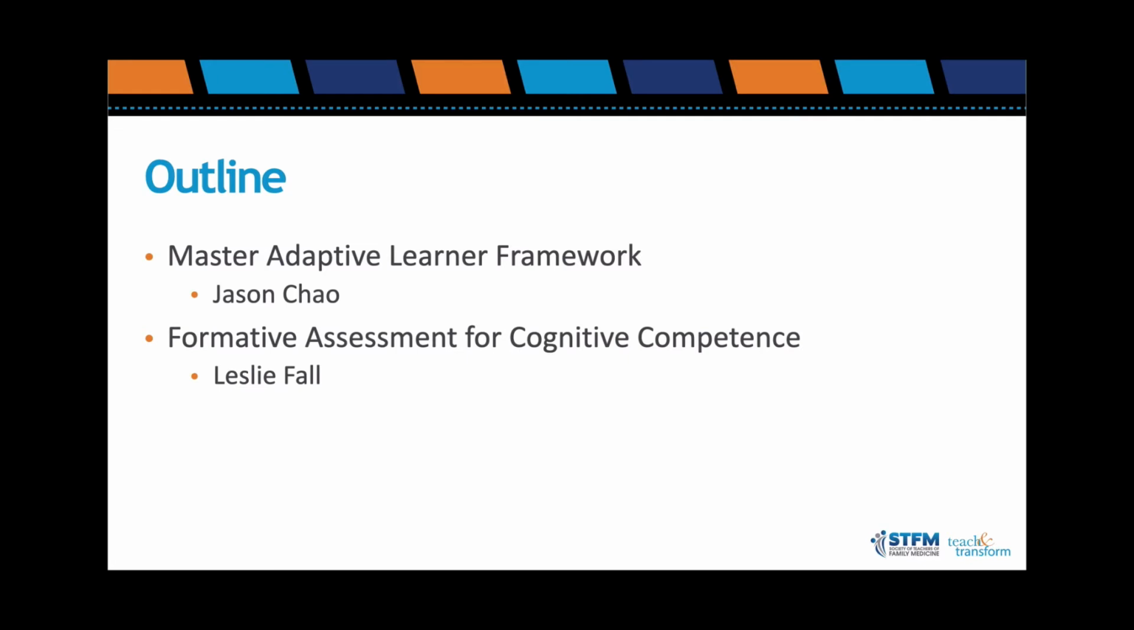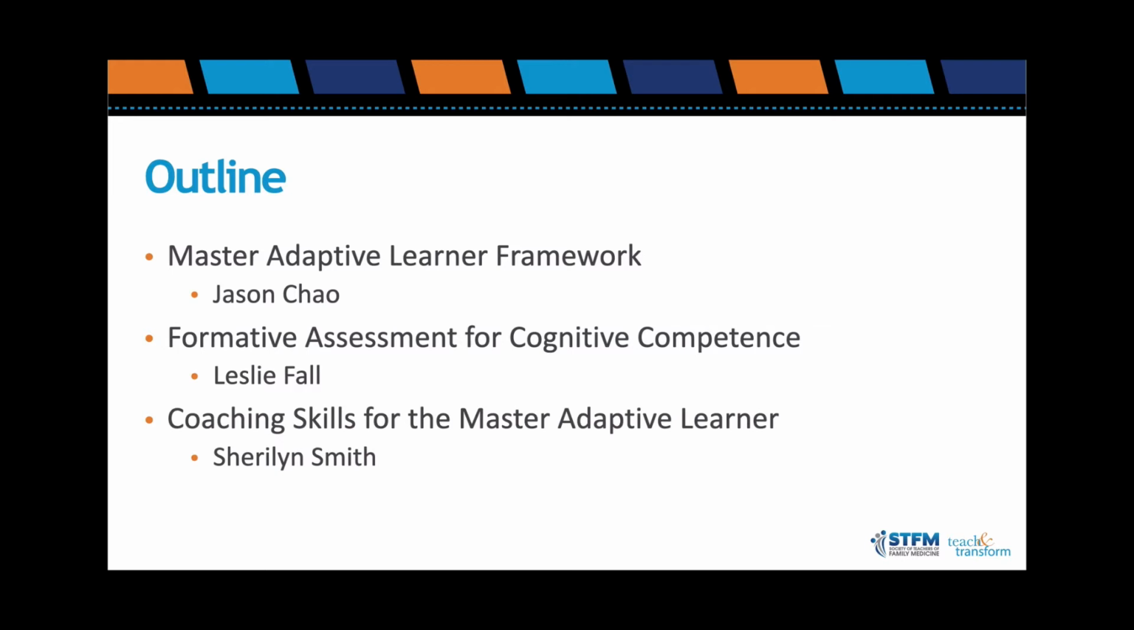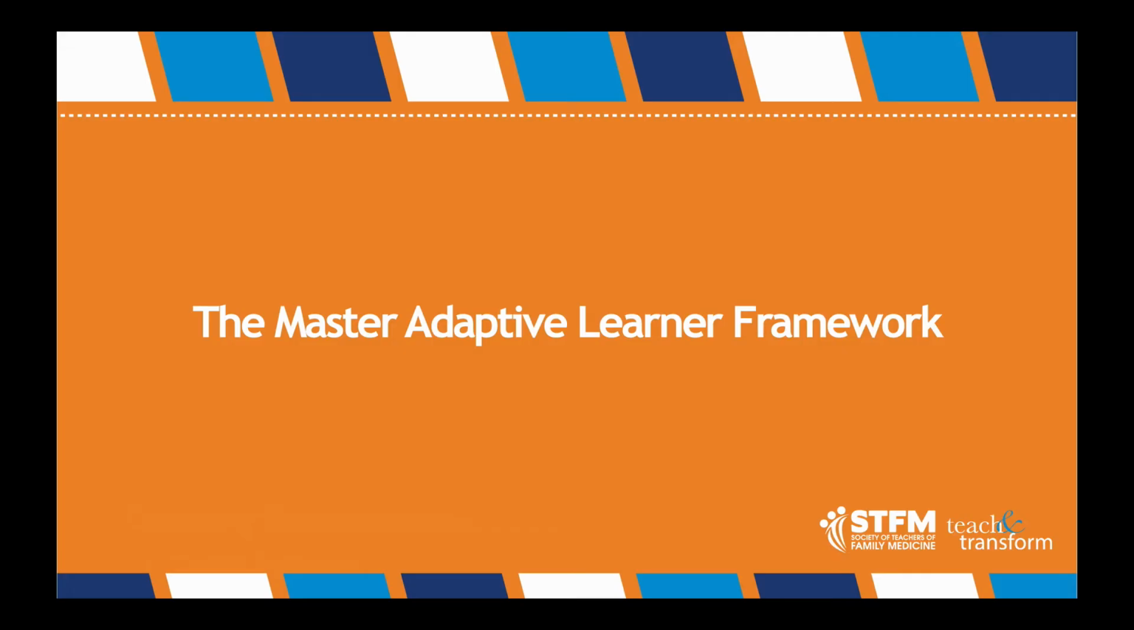And so just a brief outline, we are going to start with an introduction to the Master Adaptive Learner framework from Jason Chao, and that's going to lead us into a discussion of the development of tools for formative assessment for the development of what we call cognitive competence, and that's going to be by Leslie Fall. And then that will lead us directly into Sherilyn Smith, who's going to talk about coaching skills for the Master Adaptive Learner using those formative assessment tools that we've presented before. And then finally, a brief demonstration by me in place of a role play. And so let's dive in with Jason Chao with the Master Adaptive Learner framework.